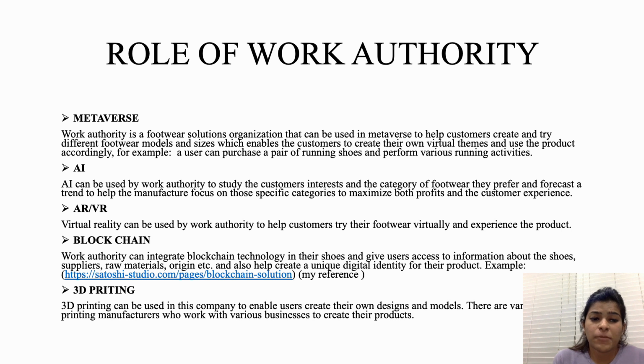Next, I'm going to talk about 3D printing. The shoe industry can also be used to design their own models and create 3D printing manufacturers. There are a lot of shoe industry manufacturers who would love to work with this kind of 3D printing and boost up their business.